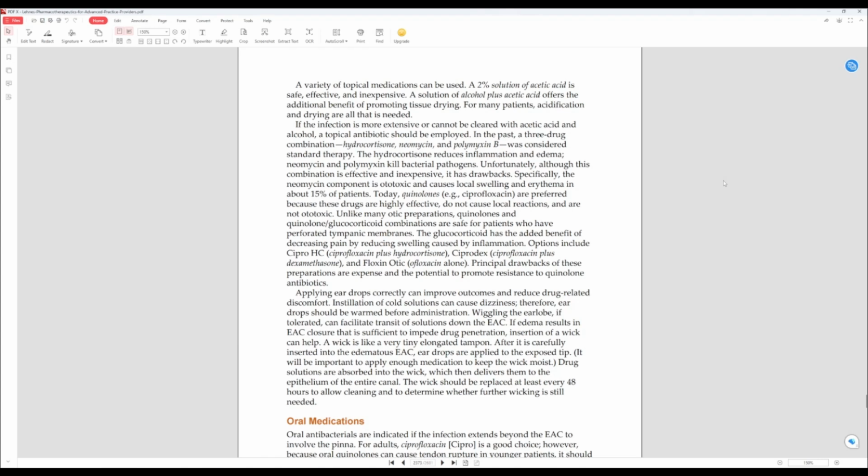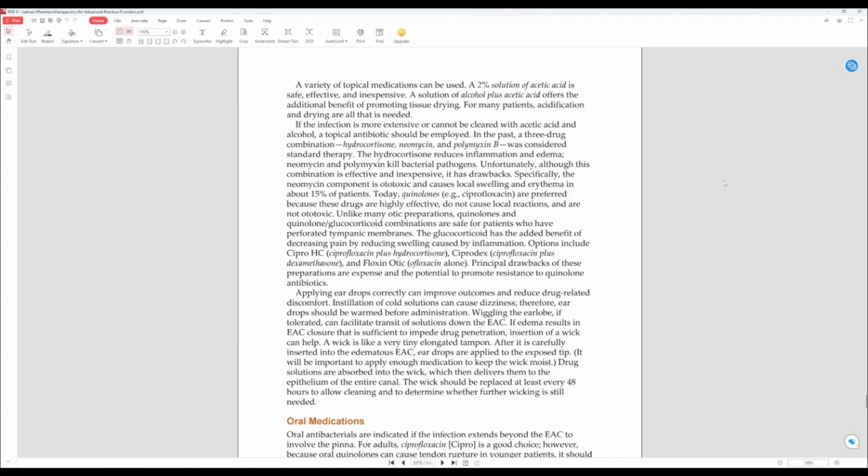employed. In the past, a three-drug combination, hydrocortisone, neomycin, and polymyxin B, was considered standard therapy. The hydrocortisone reduced the inflammation and edema. Neomycin and polymyxin killed bacterial pathogens. Unfortunately, although this combination is effective and also inexpensive, it had drawbacks. Specifically, the neomycin component is ototoxic and causes local swelling and erythema in about 15% of patients.